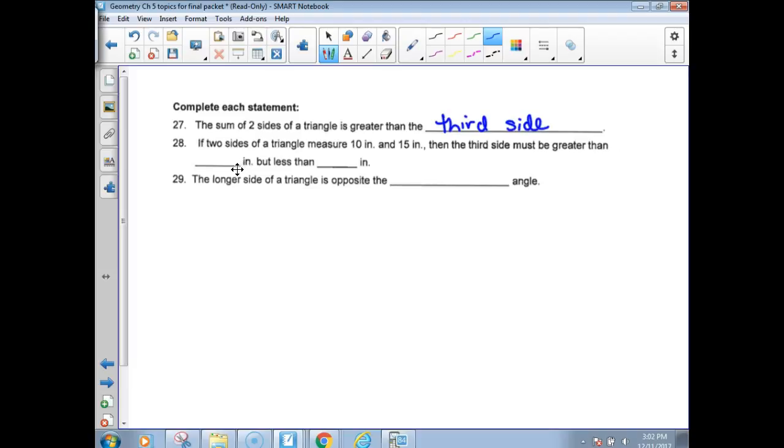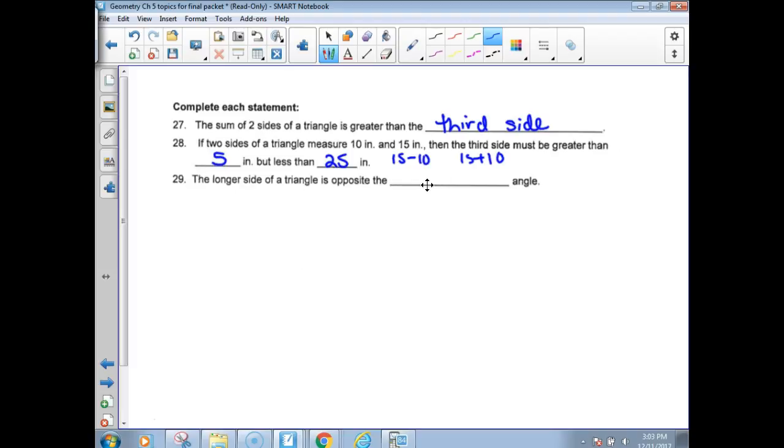If two sides of a triangle measure 10 and 15, then the third side must be greater than what and less than what? Meaning, what does it need to be between? Do you remember how we figured that out? Say that again. 15 minus 10 and 15 plus 10. Yep, so that's 5 inches and 25 inches. So it's got to be between those dimensions. It can't equal them. It has to be between.